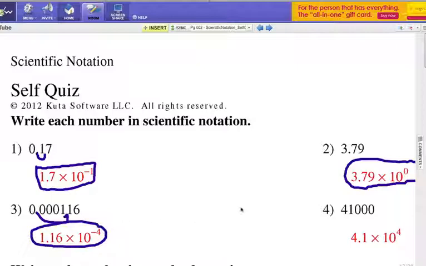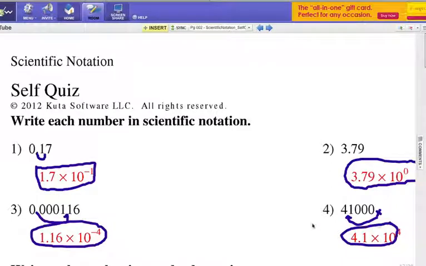All right, good job. And this one is 41,000. We're missing a comma, but no big deal. If you don't see a decimal point, of course it's on the right-hand edge, and we move it in to make 4.1, and that moved 4 places.